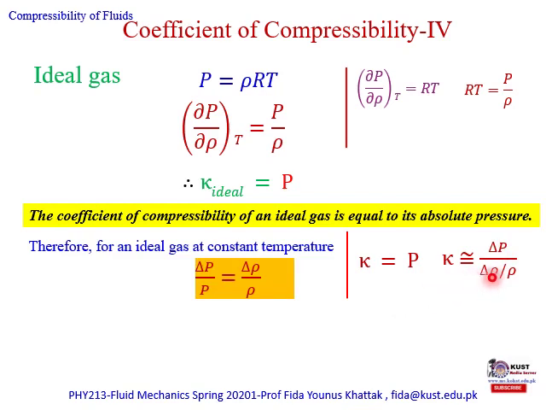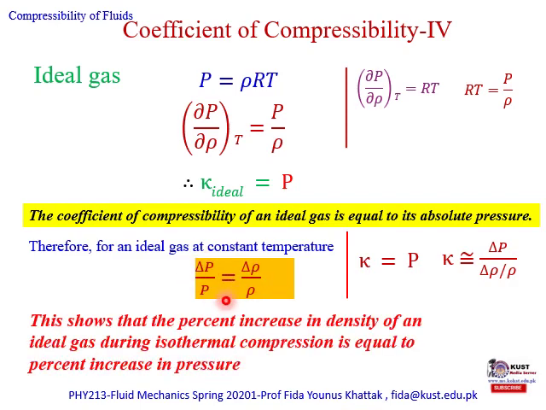Using this relation for kappa, we can write down the finite variation in the pressure per unit pressure is equal to the finite variation in the density per unit density, or the fractional change in pressure is equal to the fractional change in the density of the fluid. This shows that the percent increase in the density of an ideal gas during isothermal compression is equal to the percent increase in the pressure of the fluid.